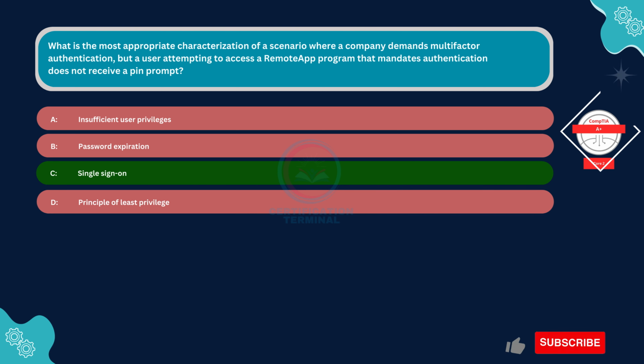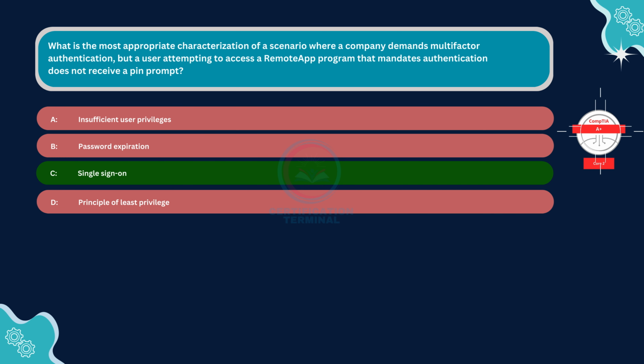PIN prompt. Option D, principle of least privilege, is incorrect. The principle of least privilege states that users should only be granted the minimum level of access or permissions required to perform their tasks. While this principle is important for security, it does not directly relate to the absence of a PIN prompt when accessing a remote app program. This scenario is more closely associated with single sign-on mechanisms rather than the principle of least privilege.